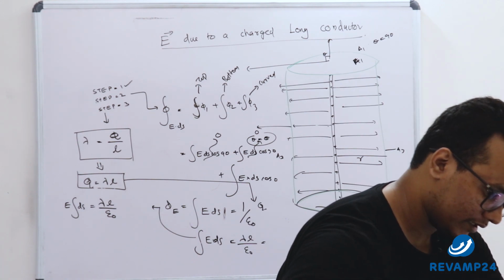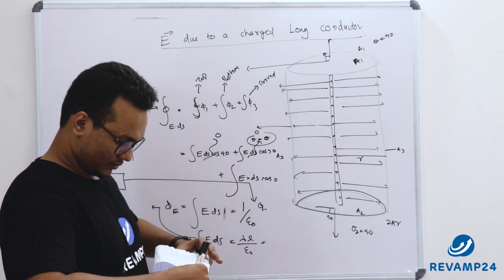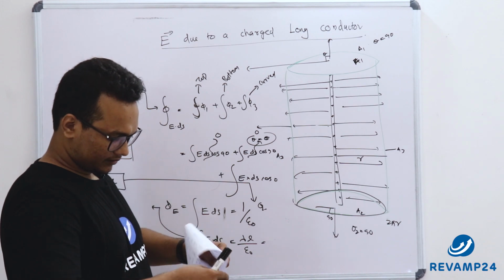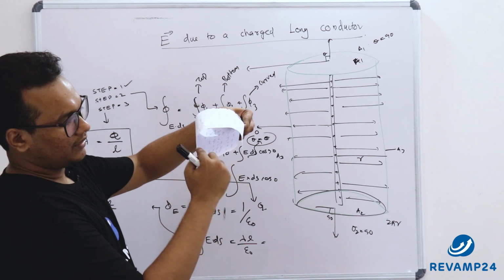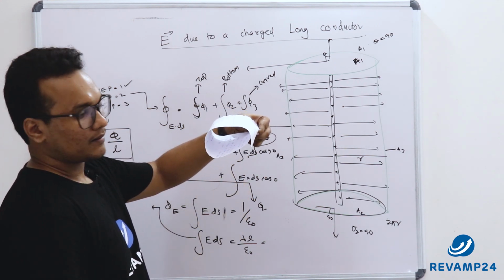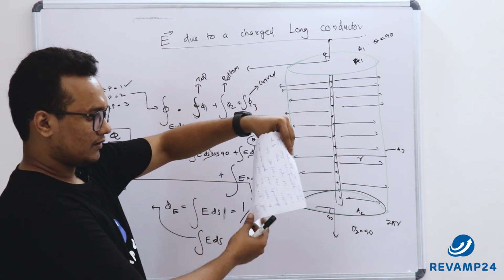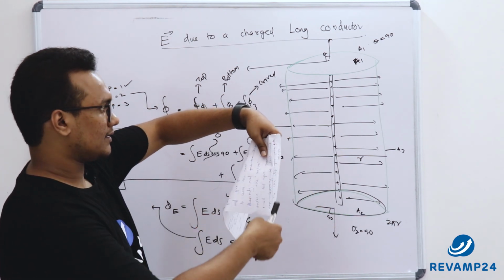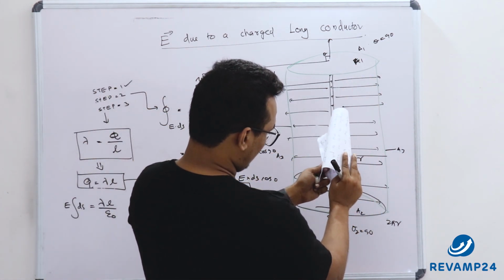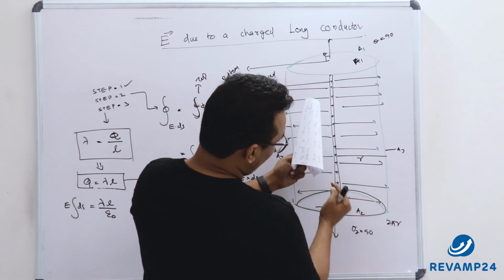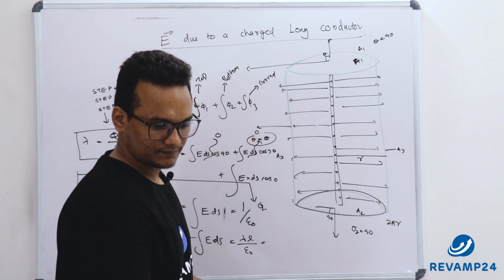How to get the total curved area? With the cylinder, if you take the bottom side, that will be a circle with circumference 2 pi r. Now if you open it, this side is 2 pi r and this is nothing but the height. It is simply a rectangle.